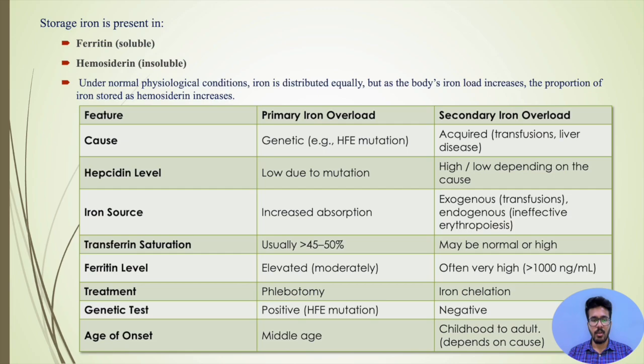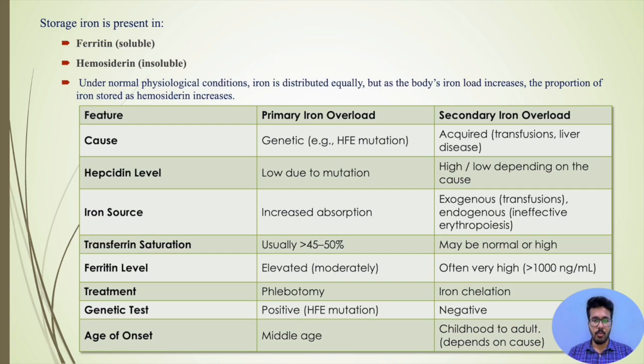The hepcidin levels are low due to genetic mutation in primary, whereas the levels are high or low depending on the cause in secondary overload. Iron source is due to increased absorption in primary overload, whereas in secondary it can be exogenous in case of transfusions and endogenous in ineffective erythropoiesis.